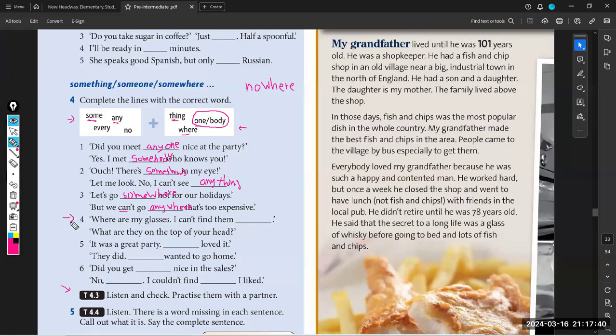Okay, now four. Where are my glasses? I cannot find them anywhere. Anywhere, exactly. I cannot find them anywhere. What, are they on the top of your head? Five. It was a great party. Everyone loved it. Oh, everybody, bravo. Everybody loved the party. So everyone, everybody, both of them are the same. Nobody wanted to go home, exactly, because they were happy. Nobody wanted to go home, or no one.